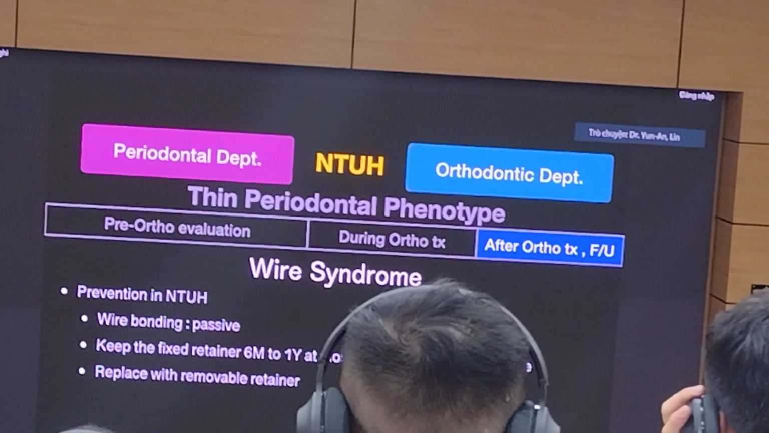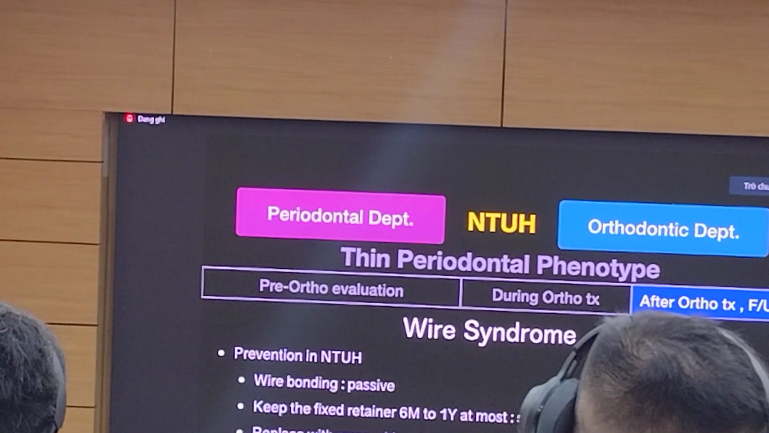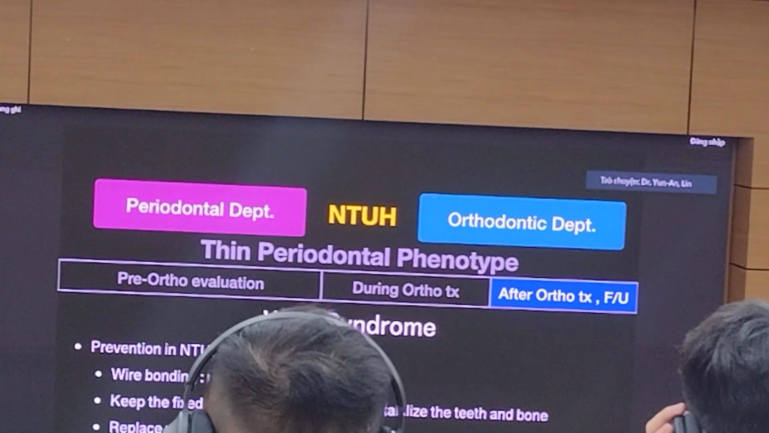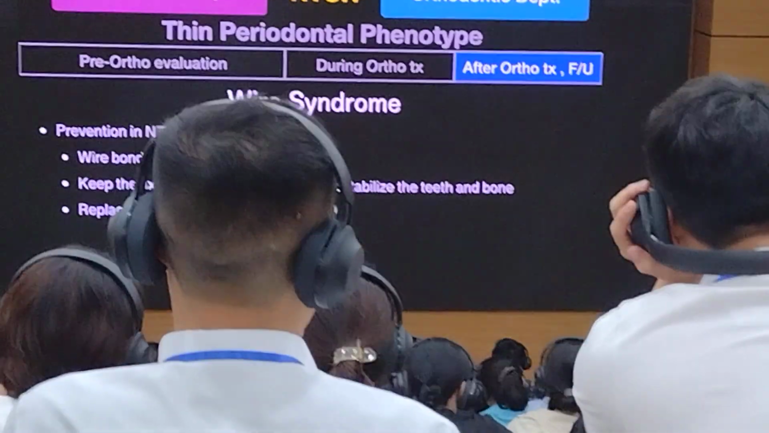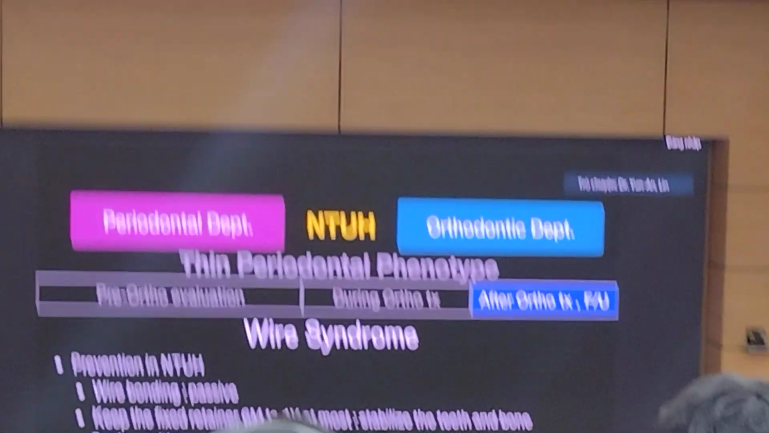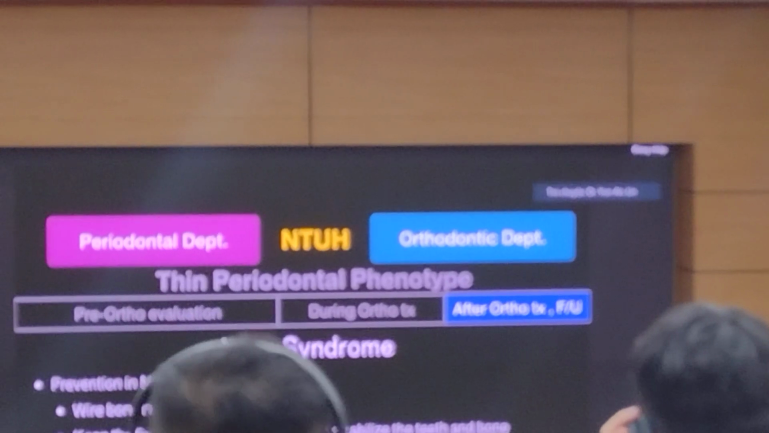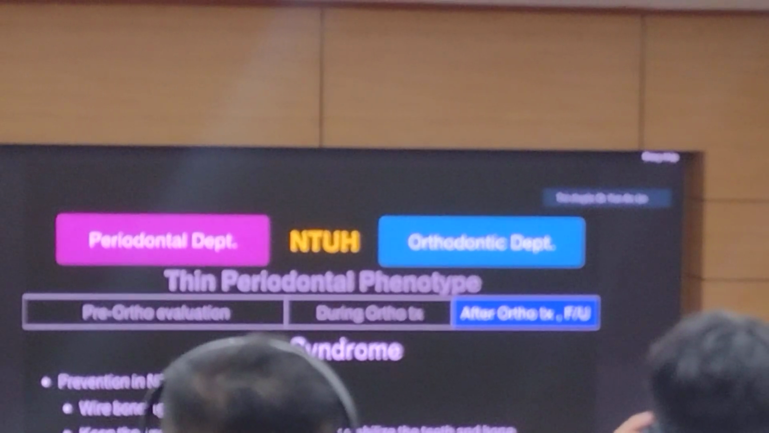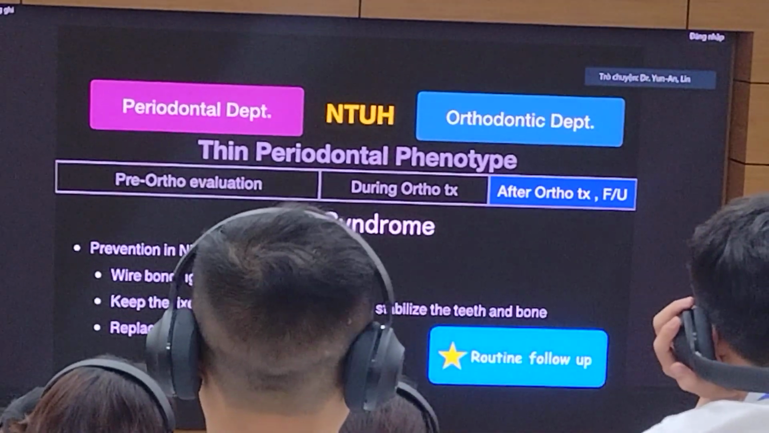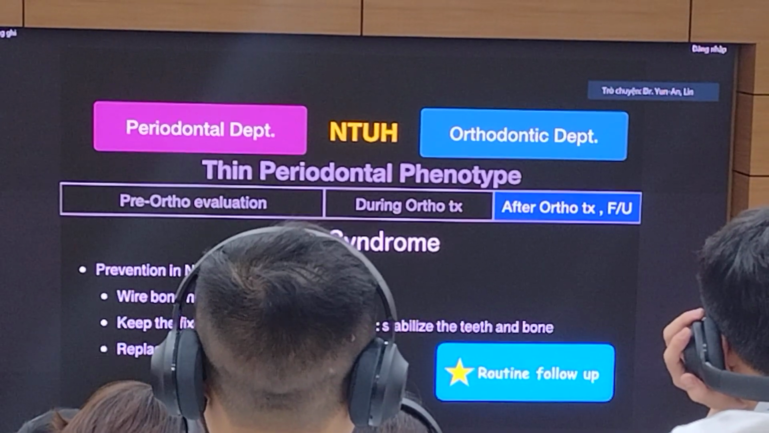In our hospital, in order to prevent wear syndrome, according to our orthodontists, when bonding, the wire should be passive to the teeth. Moreover, they usually keep the fixed retainer for 6 months to 1 year at most to stabilize the relation of teeth and bone. Then, the fixed retainer will be replaced with a regular retainer or clear retainer to prevent the possibility of wire distortion. Most importantly, the patient must be scheduled and be informed of the necessity of routine follow-up, especially patients with thin periodontal phenotype.